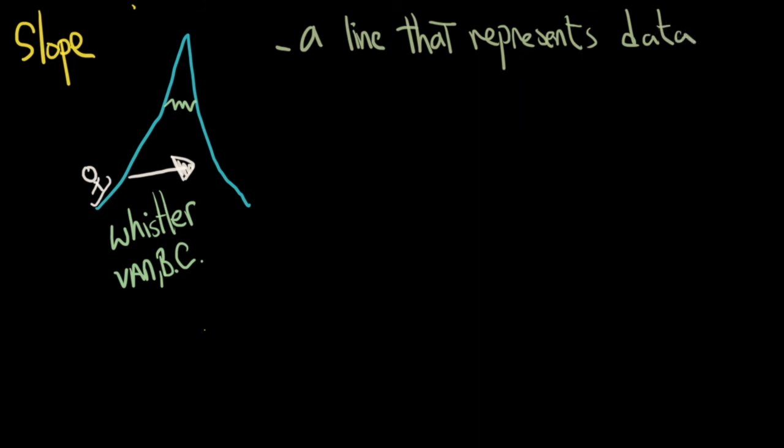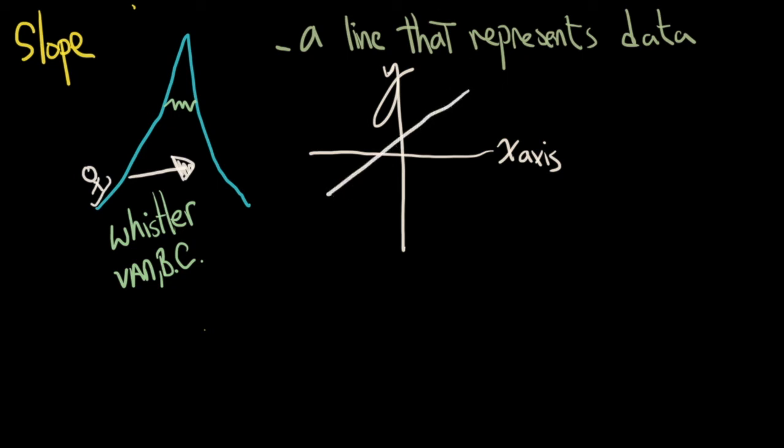So what does it actually look like? Here's our little graph, right? Here's our x and here's our y. These are our axes, the y-axis and the x-axis. And when we're talking about slope, here are two lines. So this is a line. And another line could be like this. And each one has a slope.